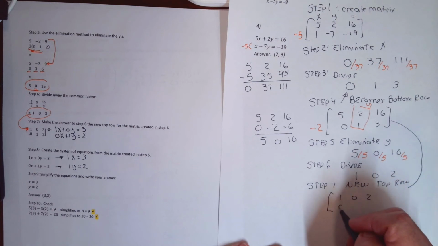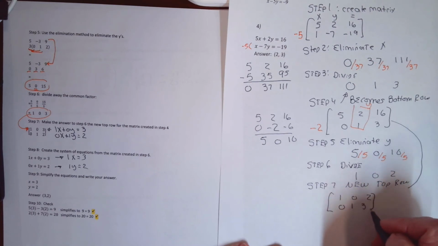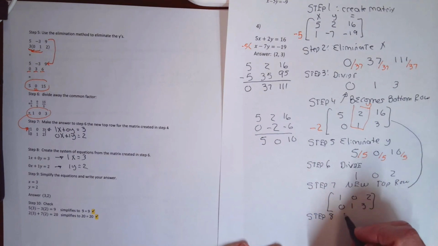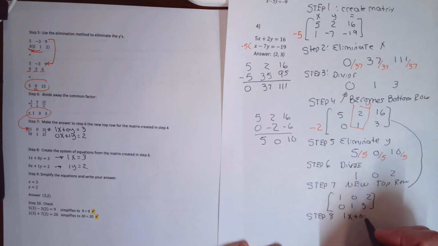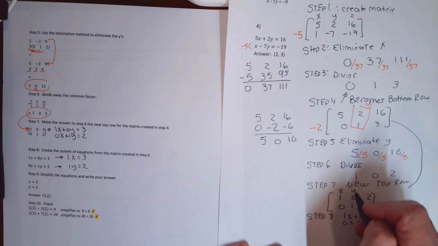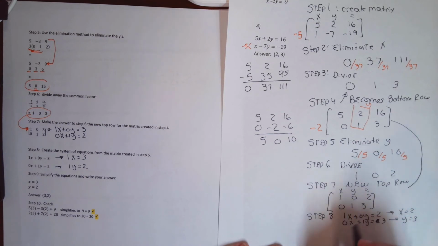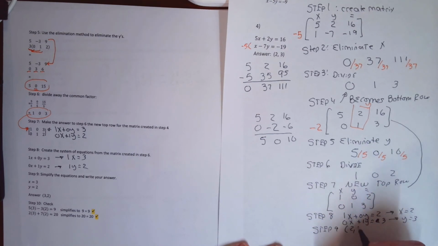I don't really need to do anything else. I can read off my answers. But step 8, if you really want to get precise, the top row really says 1x plus 0y equals 2. The bottom row says 0x plus 1y equals 3, taking the x's, the y's, and the equals. Top row gives me 1x or x equal to 2. The bottom row says 1y or y equal to 3. And then my answer is x equal to 2, y equal to 3.